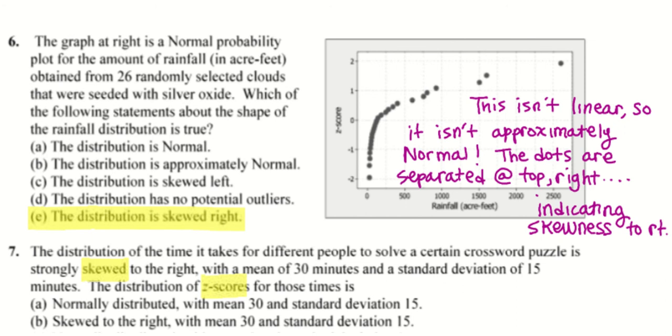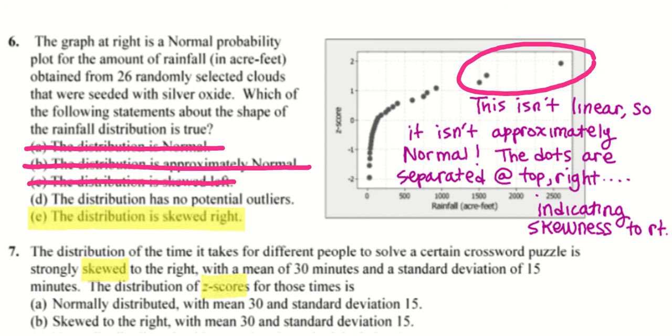Nothing ever is completely normal, so A is definitely out. It's not approximately normal. This distribution is not skewed left because these guys here are the outliers and they're on the right side, so it's more likely to be skewed on the right. So left is not accurate. There are potential outliers. This one specifically is a potential outlier. So E is the best choice on number 6.